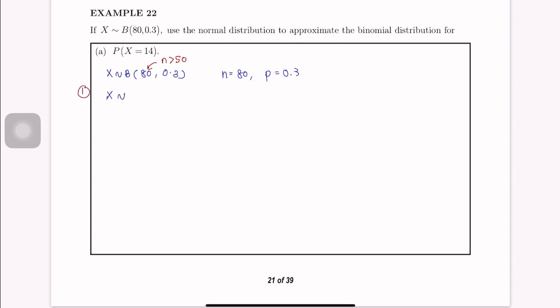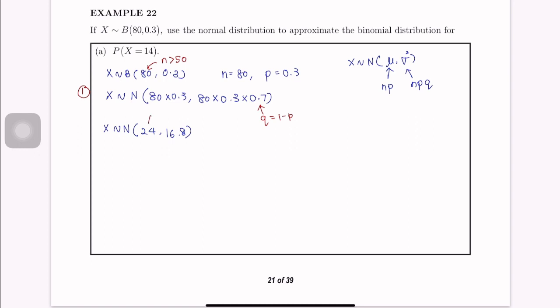So x is normal distribution. From normal, we will have mean and variance. The mean is n times p, and the variance is n times p times q. So we multiply 80 and 0.3 to find the mean, and 80 times p times q for the variance, where q is 1 minus p. Then we will have the normal distribution with 24 as mean and 16.8 as variance. So this one is mean, this one is variance. That is the first step.